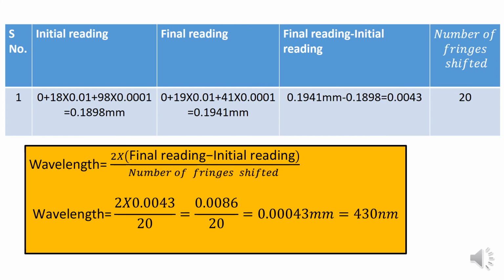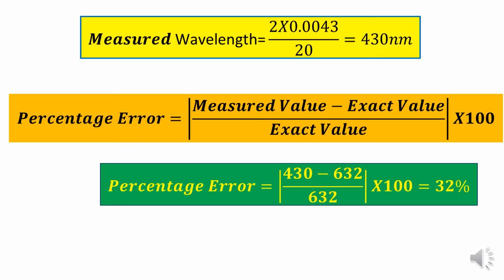Further, how will we measure the error? Now the measured value is this one, 430. So percent error is measured value minus actual value, divided by the actual value, multiplied by 100. So percentage error is 430 minus 632 multiplied by 100 over 632. That is 32% error. So 32% error is there.